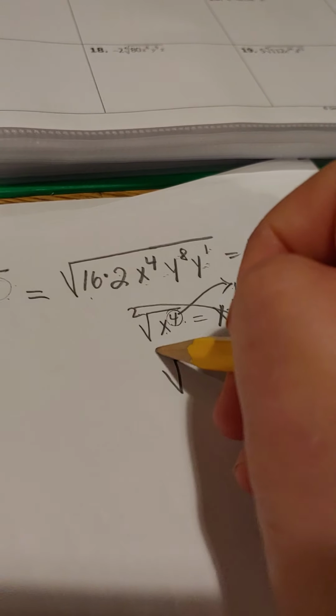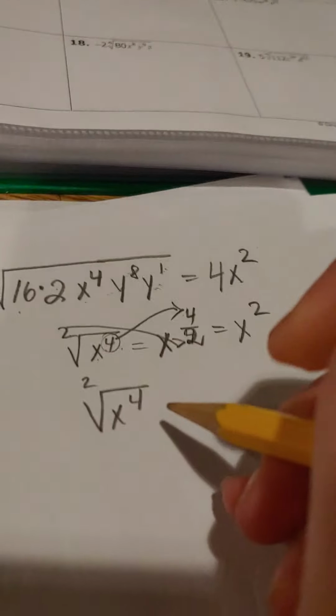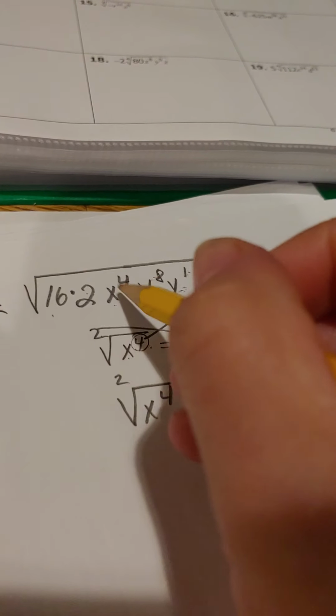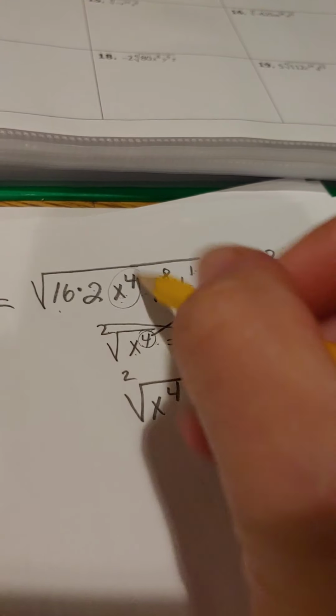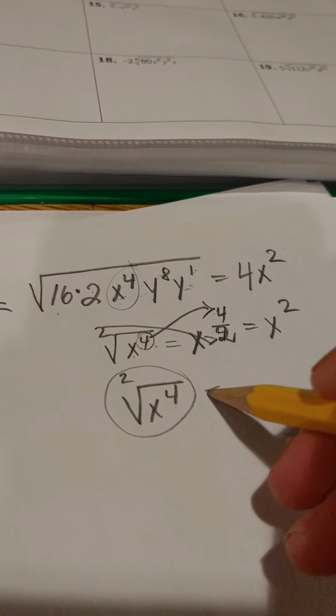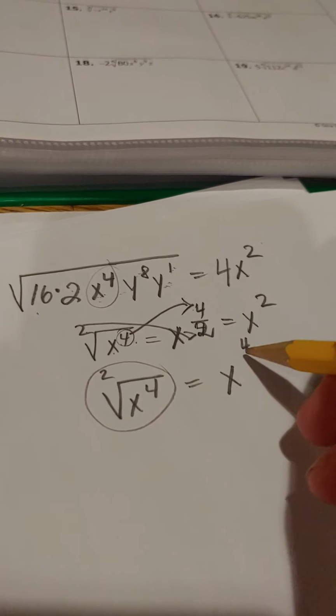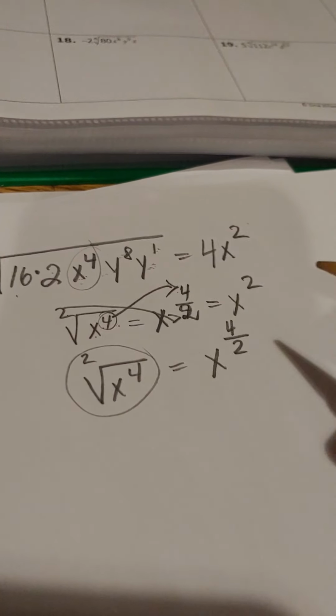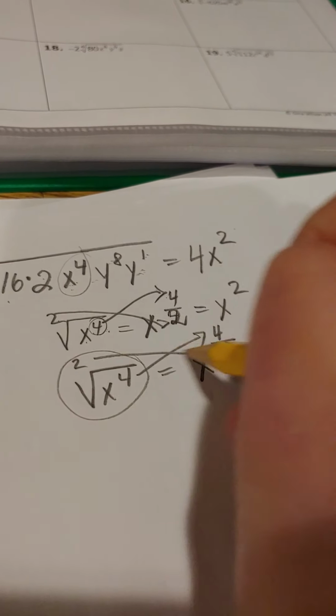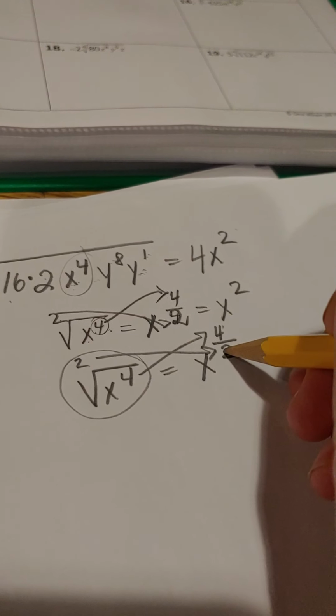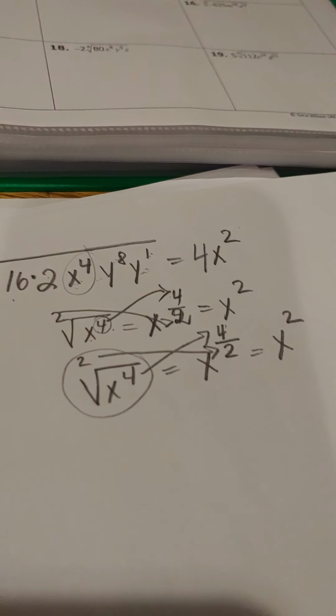Again, since I made a mistake, I'm going to do it again. So this is the part that I'm dealing with right now. The answer is x, and then 4 goes on the top of the fraction and 2 goes on the bottom. 4 on the top, 2 on the bottom. 4 divided by 2 is 2. So it's x to the 2nd power.